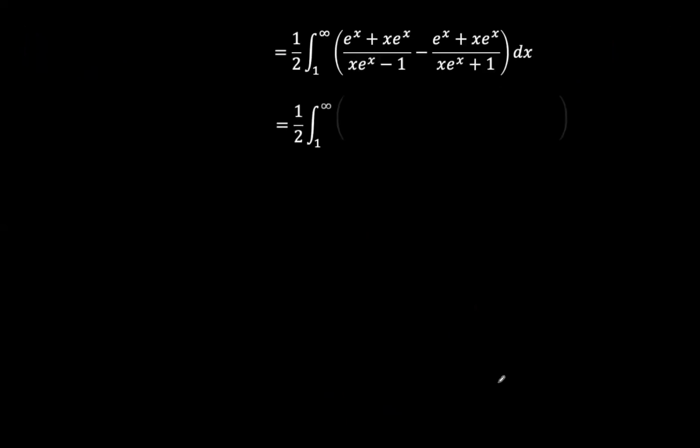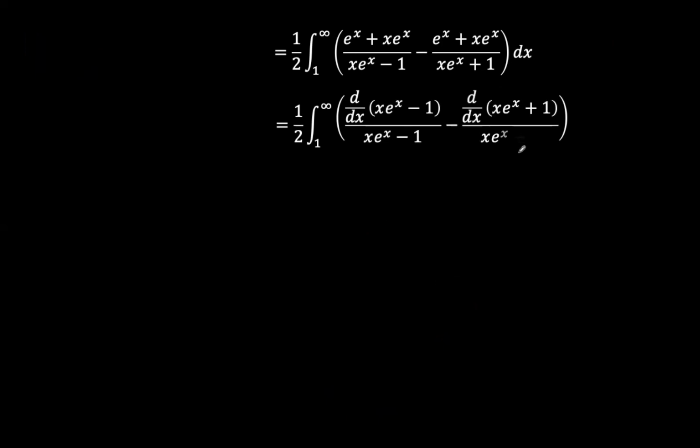And so we can go ahead and say, okay, here the numerator is the derivative of the denominator. The same thing here, the numerator is the derivative of the denominator. So that means that when we integrate it, this is the same as half times the natural logarithm of x times e to the power x minus 1 minus the natural logarithm of x times e to the power x plus 1, right?